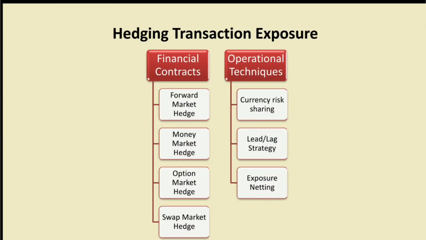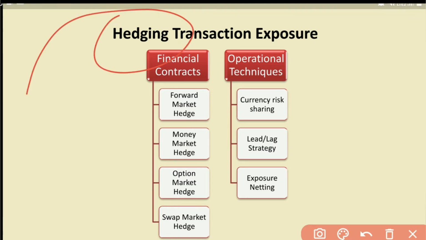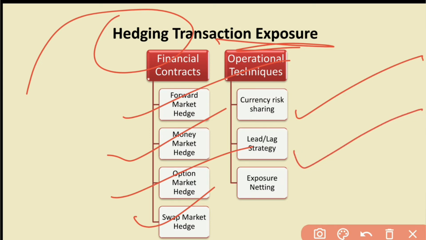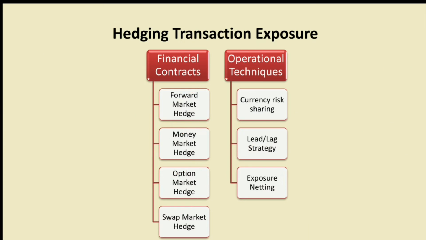So let's understand the various hedging of transaction exposure. What is the meaning of hedging? That means to mitigate, protect or minimize the transaction exposures. This can be done through two methods. First is the financial contracts. Contracts can be the forward, money market, options or the swaps. Whereas various techniques can also be used. First is the currency risk sharing, then the lead and lag strategy, and last one is the exposure netting. So let's study this one by one.